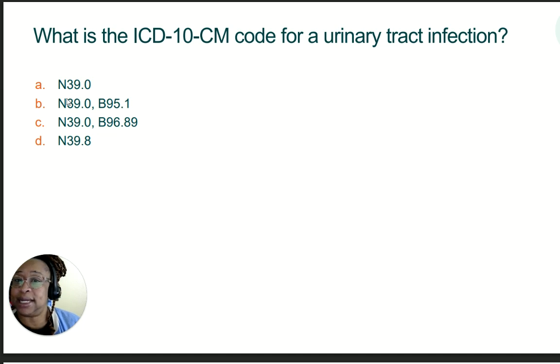What is the ICD-10 code for urinary tract infection? What do you think will be your actual main term? Your main term would be infection. The condition urinary comes to N39.0.